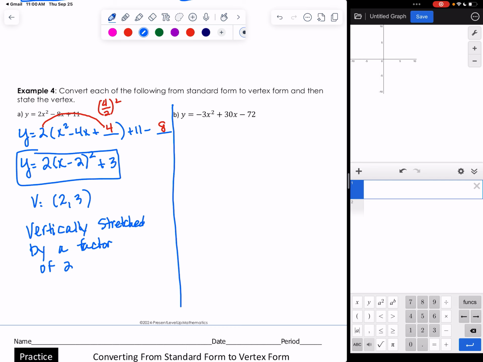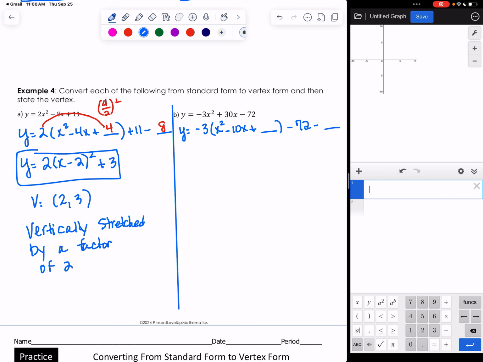All right, let's try that again on problem B. We have y equals negative 3x squared plus 30x minus 72. So first thing I want to do is divide out a negative 3 from my first two terms. So negative 3x squared divided by negative 3 would be positive x squared. 30x divided by negative 3 would be negative 10x, and then plus something, and then minus 72 minus something.